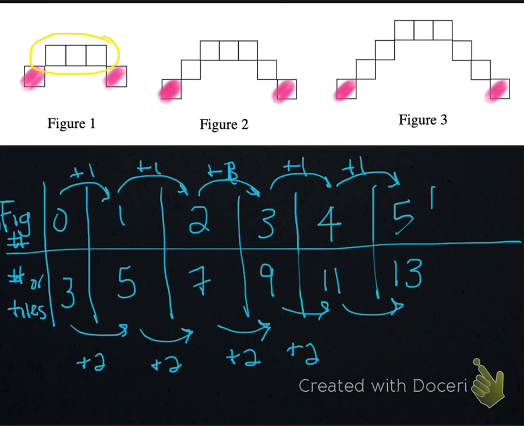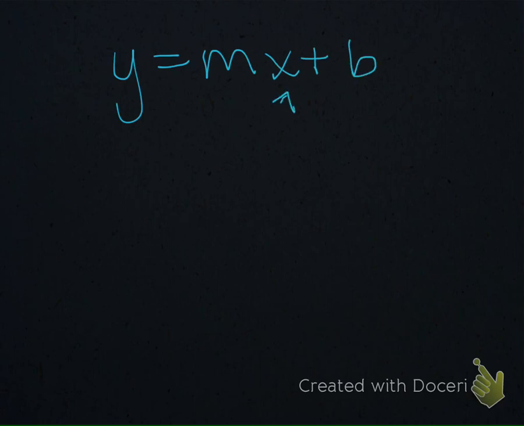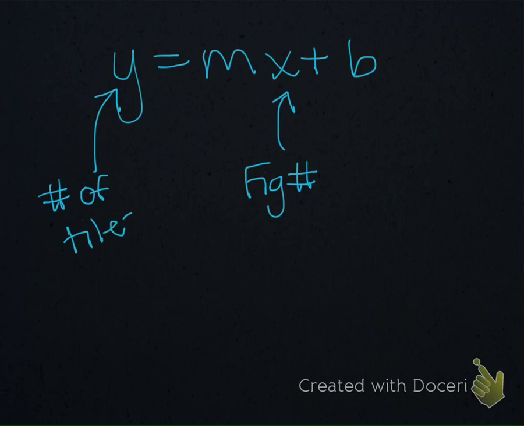But what if I didn't want to do all that work, and instead I just wanted to know how many tiles the 100th figure would have? At this point, we like to think algebraically: how can we start figuring out a rule that would help us take the figure number and relate it to the number of tiles? If you guys recall, you learned a really cool shortcut, and that shortcut was the equation y equals mx plus b. In y equals mx plus b, x refers to our figure number, and it relates to y, which is the number of tiles in that figure.